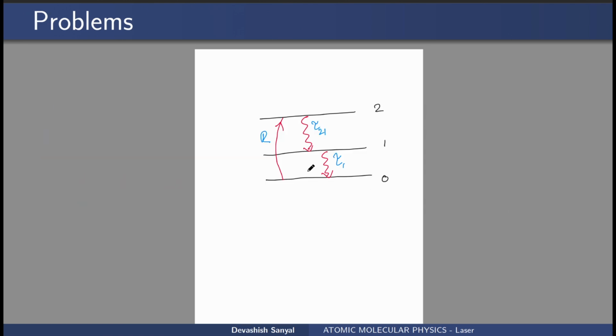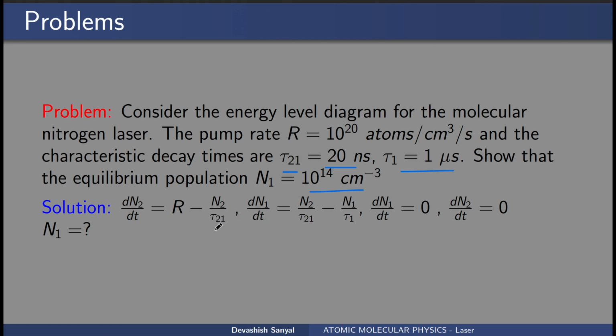So this is the picture, with levels 0, 1, 2, 3. The characteristic decay time tau 2 1 is given for the transition from 2 to 1, and from 1 to 0 tau 1 is given. So we have to find out what n1 is. So dn2 dt is R minus n2 by tau 2 1. So 1 by tau 2 1 is the rate of transition from 2 to 1.